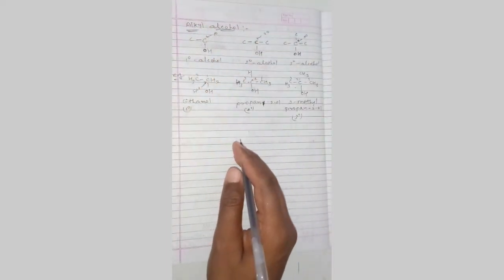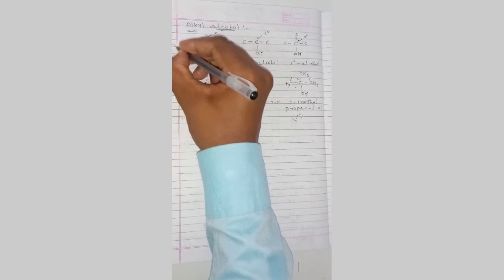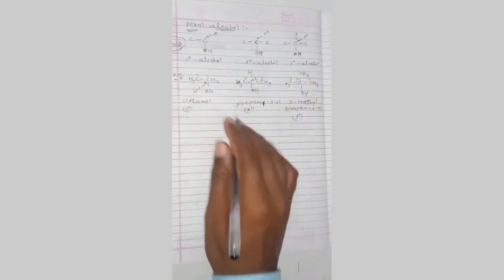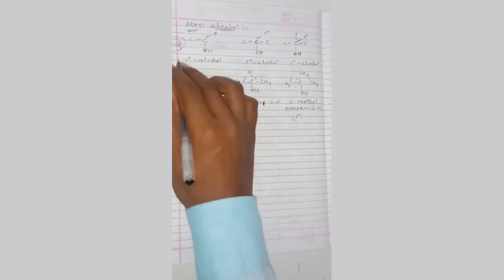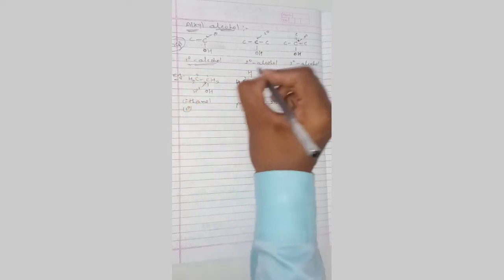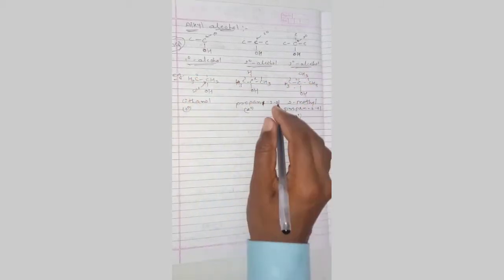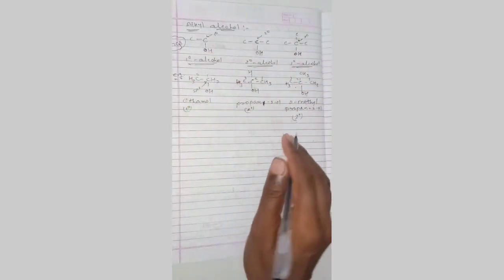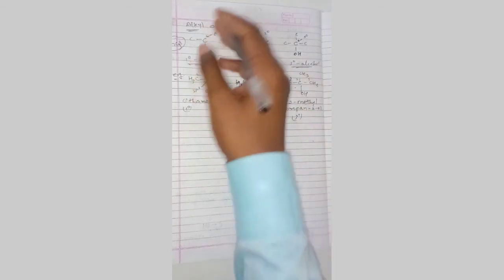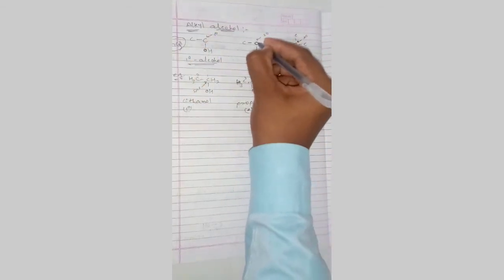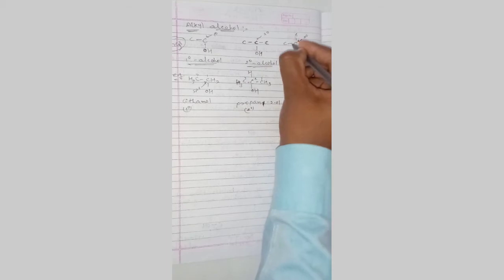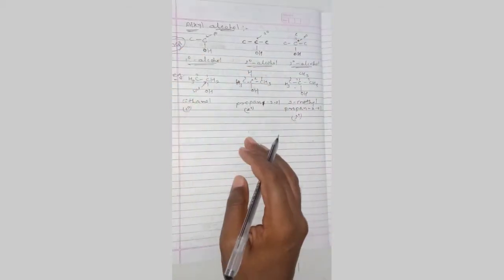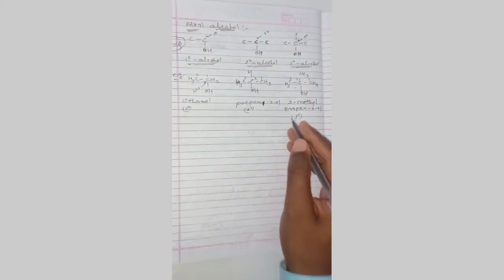This is very important for MCQ in competitive examinations also, because sometimes you will be asked which one of the following compounds is primary, secondary or tertiary alcohol. So this basic is very important for MCQ or competitive exams.